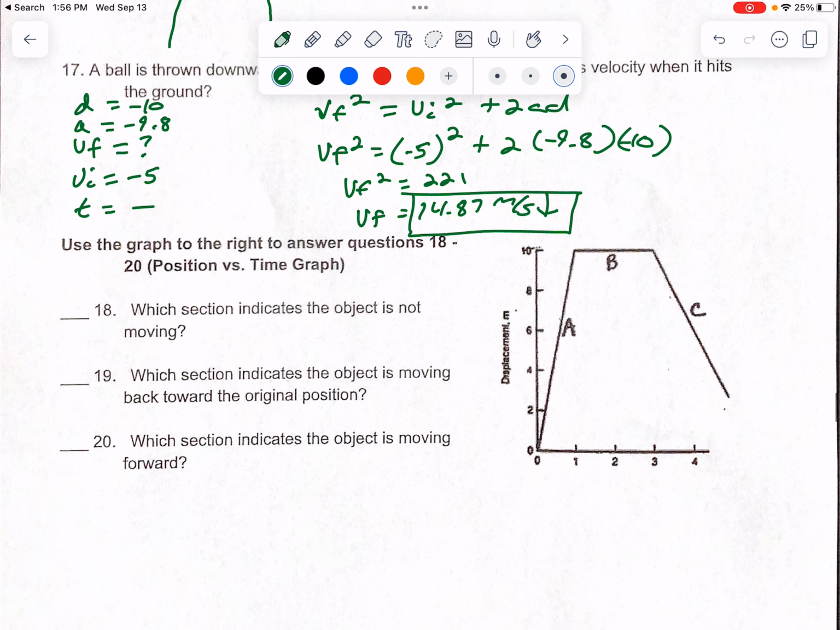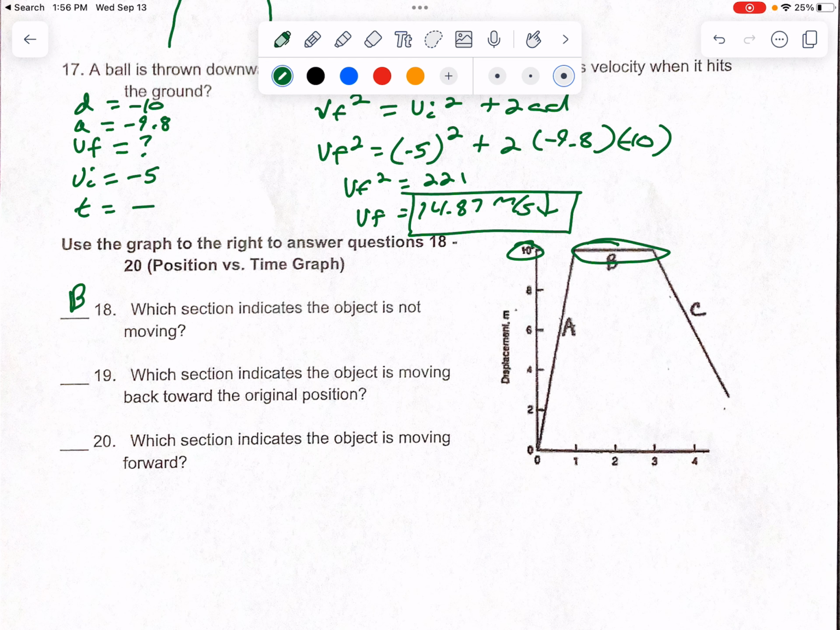Okay. All right, use the graph to the right to answer questions 18 through 20. This is a position versus time graph, so be careful with this. This is going back to kind of unit 1. Which section indicates the object is not moving? That's when you're looking for a flat line. That means you're not changing your position, so from basically 1 to 3 seconds, you're staying at 10 meters. So you didn't move. Okay, so that would be B.